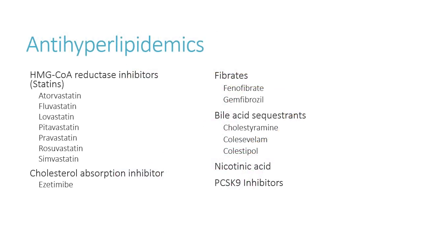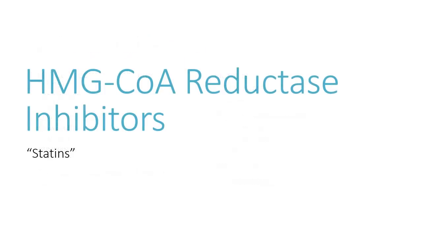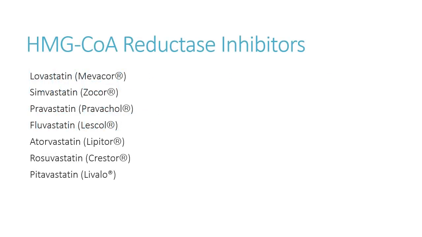Okay, so looking at the different groups here, we're going to talk about our HMG-CoA reductase inhibitors, those are the statins. We're going to talk about our cholesterol absorption inhibitors, fibrates, bile acid sequestrants, nicotinic acid, and then the newest class here, the PCSK9 inhibitors. We're going to go into detail on all of these later, but these are the main classes we're going to be looking at.